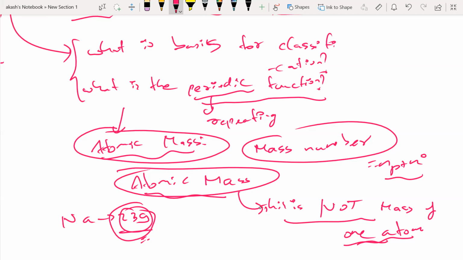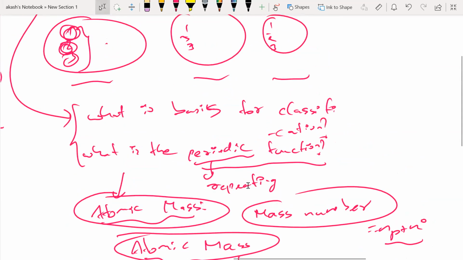This is not the mass of one atom. It is something else. Maybe when you come to 11th class, I'll be able to give you a little more insight into what exactly atomic mass is. It is somehow talking about the mass of one atom, but not directly. Anyway, the periodic function used here is nothing but atomic mass.